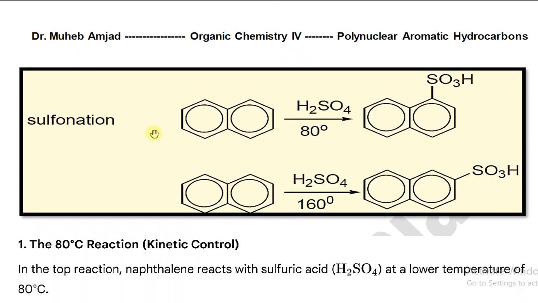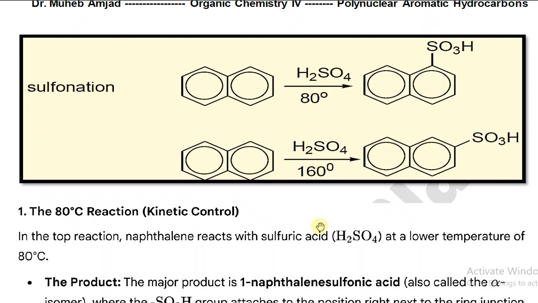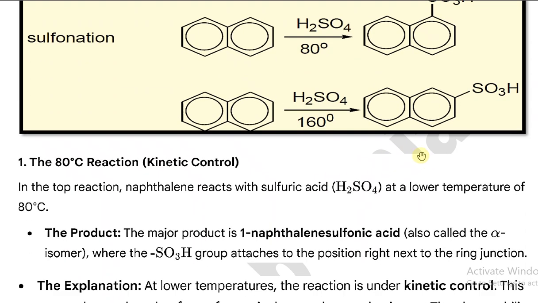Also we have sulfonation. Sulfonation at low temperature is under kinetic control here. It will happen at the alpha position, but at high temperature it will happen at the beta position. It is a thermodynamic process. Okay, thermodynamic control here.